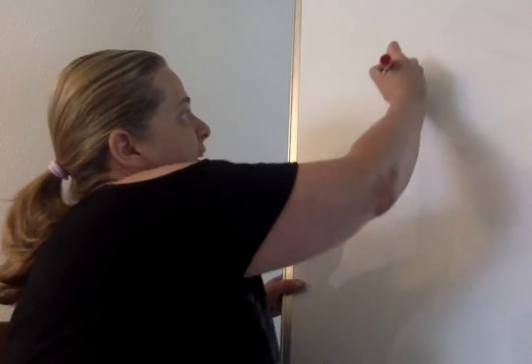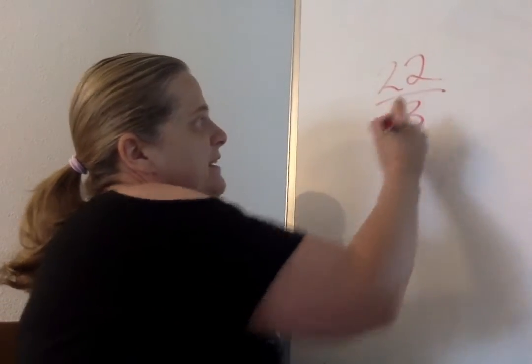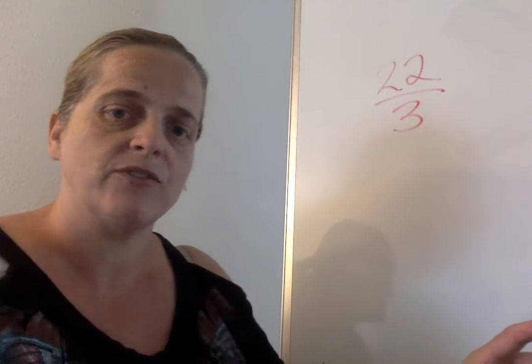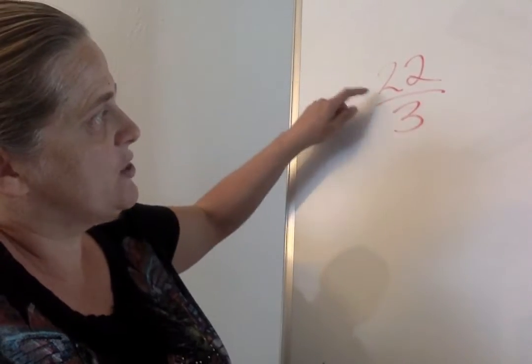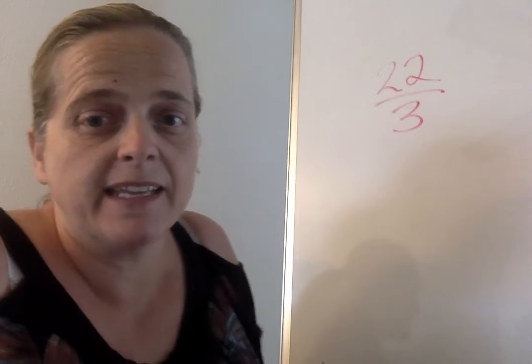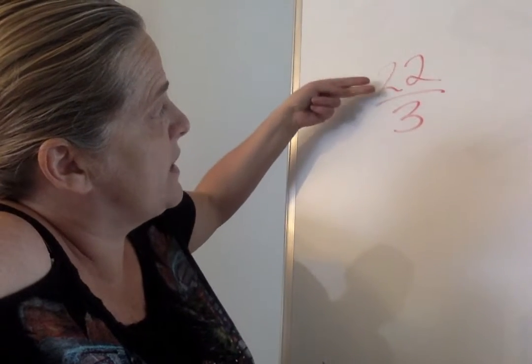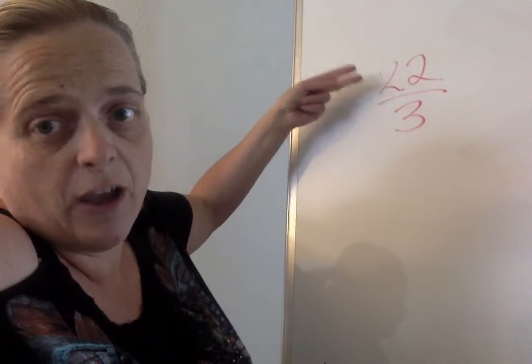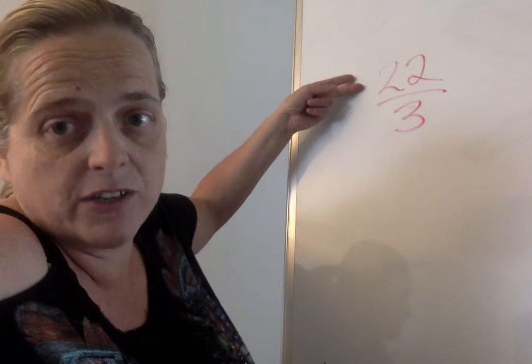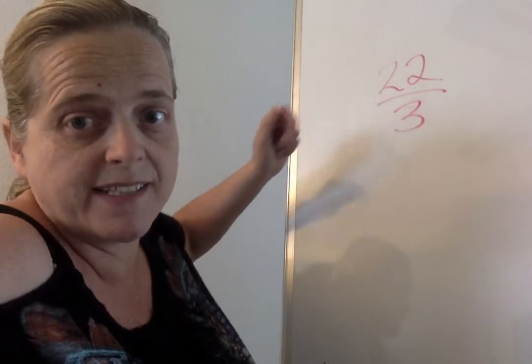Then you'll be asked to take an improper fraction and change it to a mixed number. A mixed number is a number that contains a whole number and a fraction, or a whole number and a decimal, right? So 22 over 3. This time we're asking how many times can we divide 22 by 3? And how many times do we do that, and is there a remainder? And what is the remainder? Write it as a fraction.